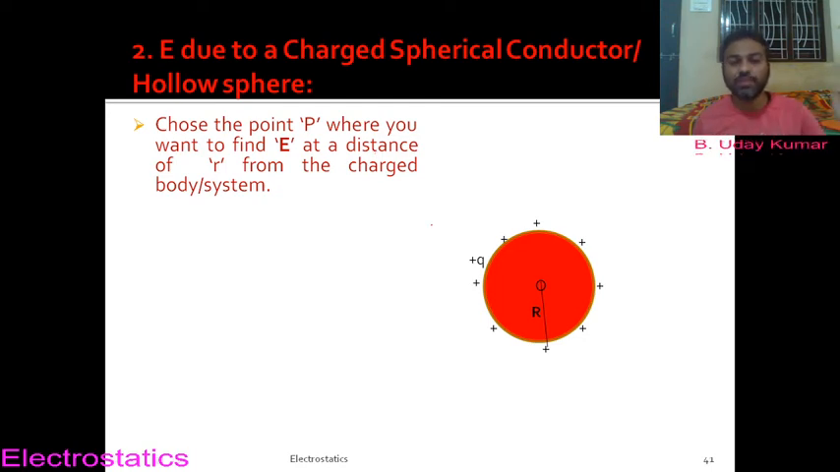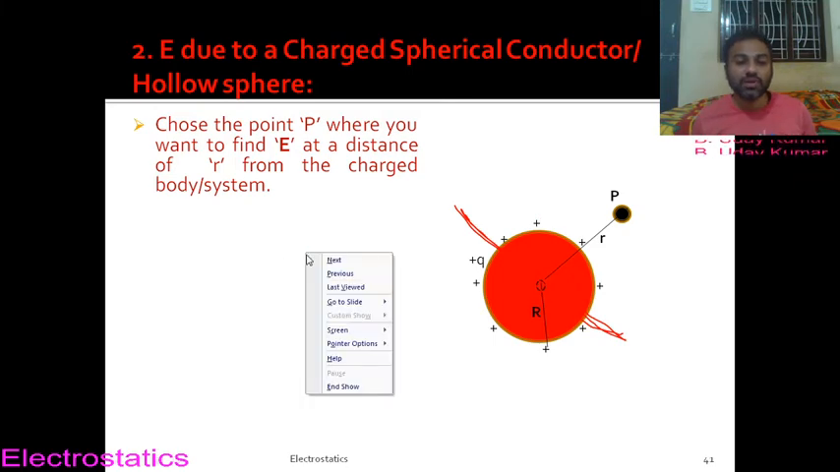So first of all choose a point P where you want to find the electric field intensity. Let us assume that this is the point P that I have chosen. Now let us assume the distance of this point P from this spherical conductor is small r. Remember, the distances are always measured from the centers. So the distance of point P from this spherical conductor is measured from the center, from here to here.